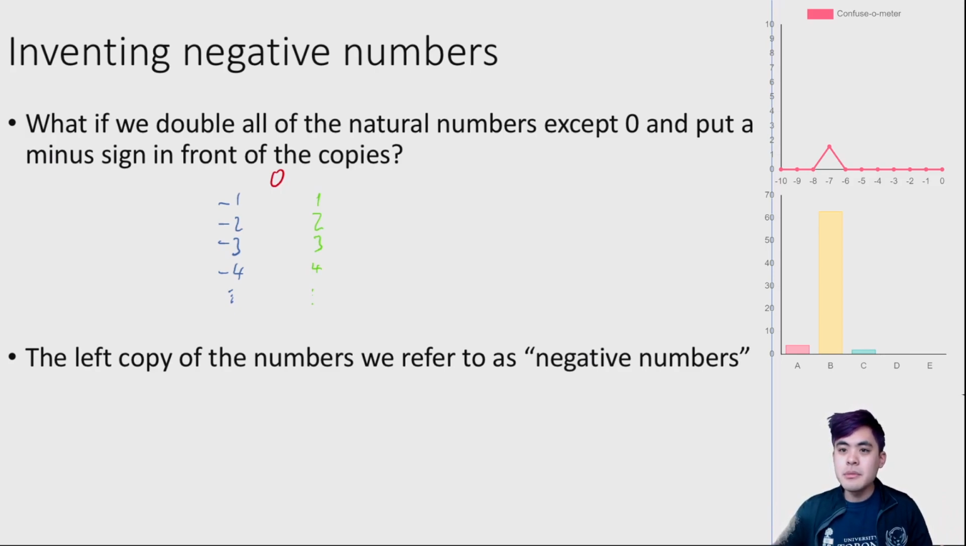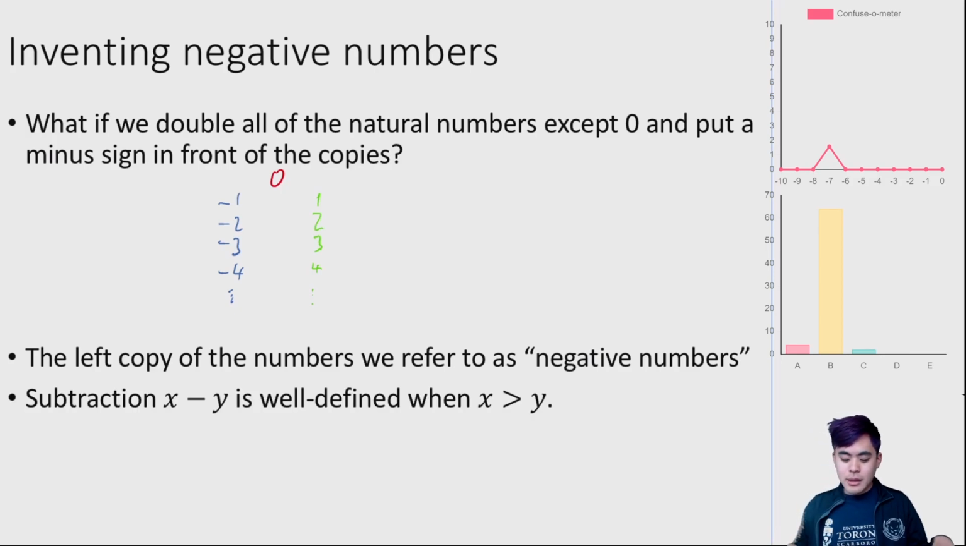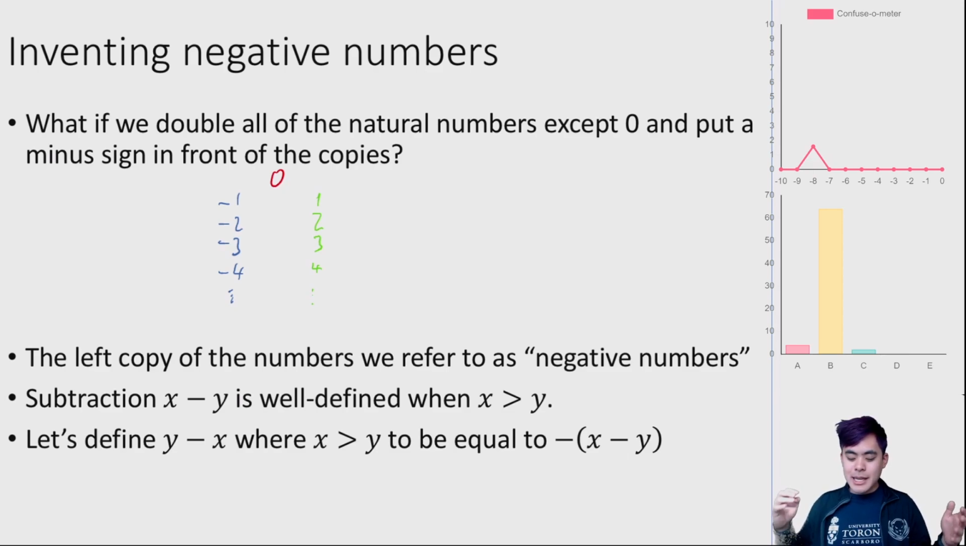And once we've done this, we can notice that subtraction x minus y is well defined when x is greater than y. And what we can do is we can say, well, if we have y minus x, where x is greater than y, that's not well defined originally, but we can just say that it's equal to minus of (x minus y). And so I'm sure you guys have seen this.